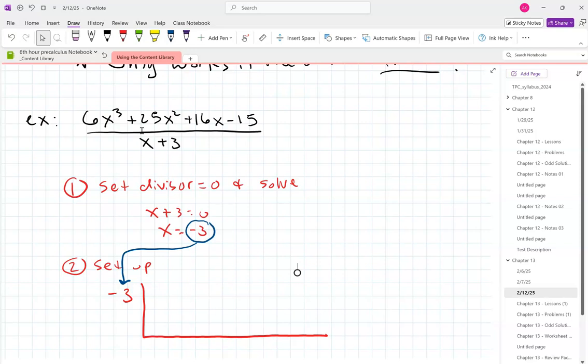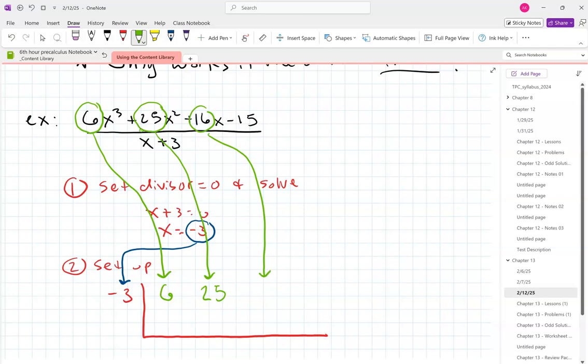So that's my initial setup. And then the coefficients from the dividend go in there. Does everybody feel okay with the setup so far?